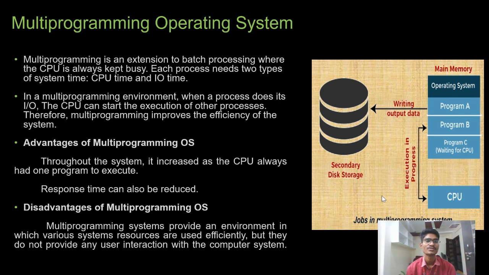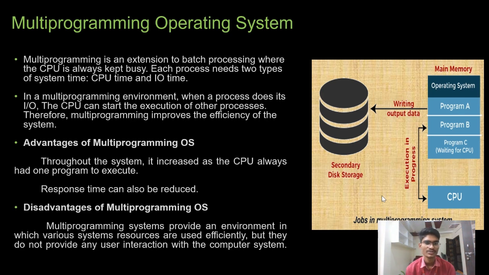As we saw before, if any process requires IO, that process will have to wait for the IO operation. The CPU will not wait for the process and can execute the next process, which makes the CPU always busy and increases the efficiency and speed of execution. The response time can also be reduced.